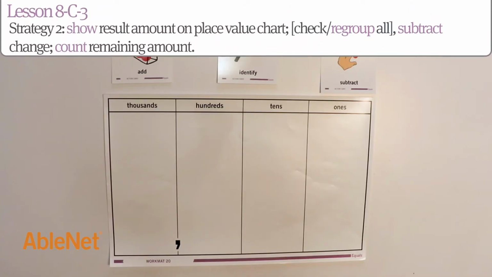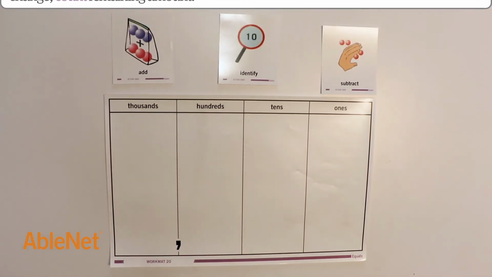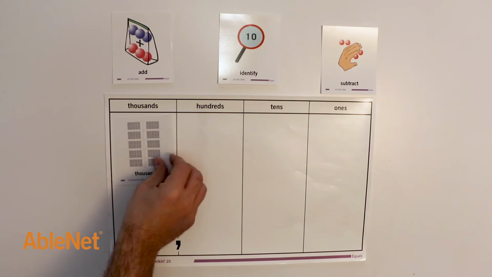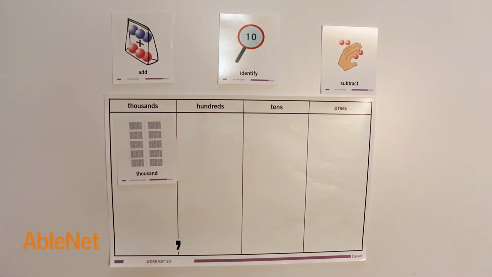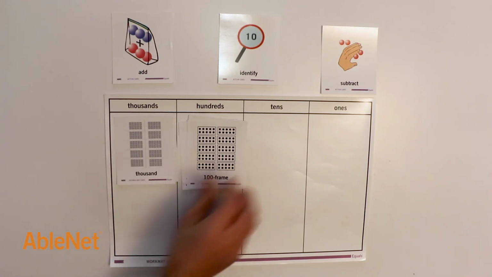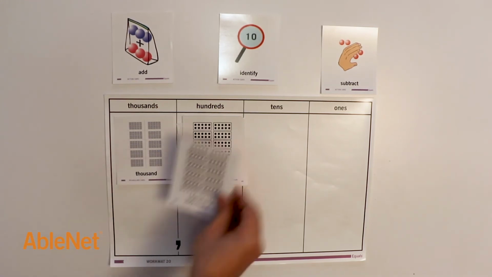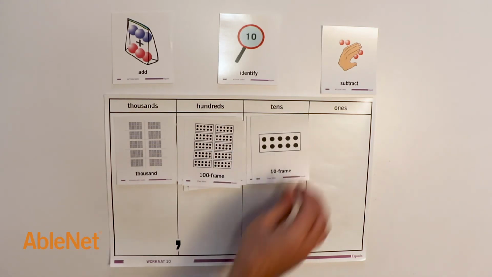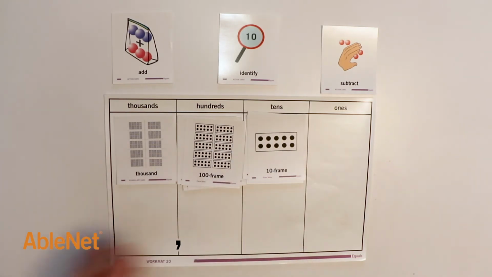For our second strategy, we're going to show the amount on the place value chart. Check and regroup all, subtract the change, then count the remaining amount. I will start by showing the result, 2,530, on the place value chart. 1,000, 2,000, 100, 200, 300, 400, 500, 10, 20, 30.